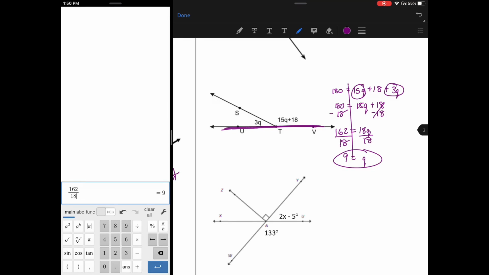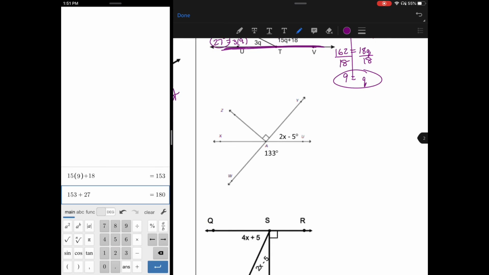Now that we know what q is equal to, we can solve for the measures of the angles. So we're going to take what q is equal to and plug it in to both of these expressions. And then we solve. 3 times 9 is 27, so this angle is 27 degrees. And then for the other angle, 15 times 9 plus 18 is going to be 153 degrees. To check your work, you can add the two of those together, and they should add up to 180, which they do, so we know we did it correctly.